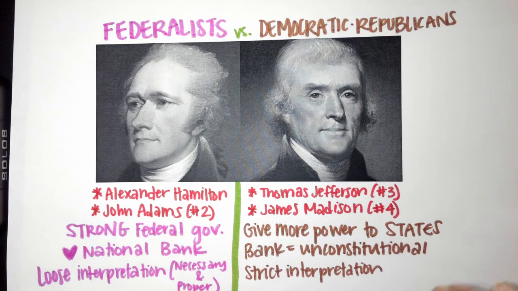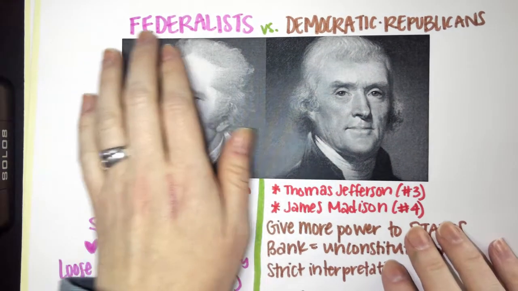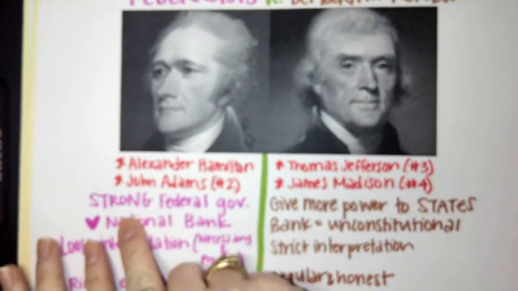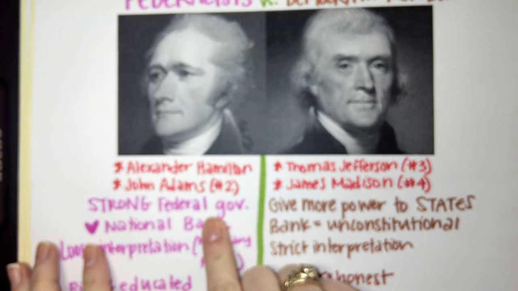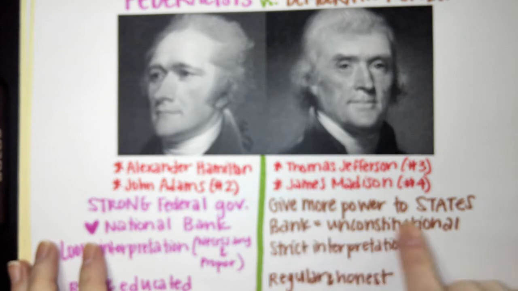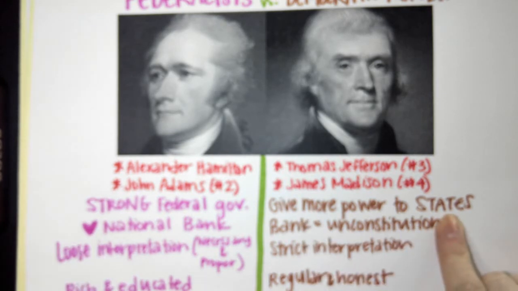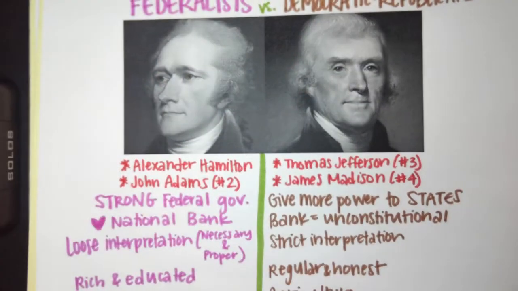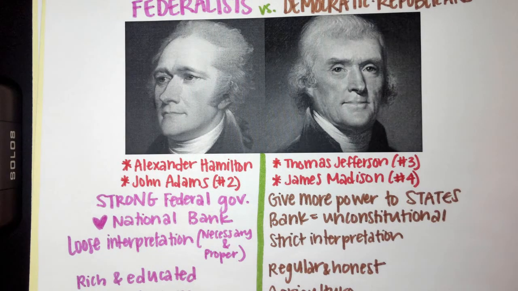Now, the Federalists, their whole name, Federalists, federal, shows that they support a strong federal government. Whereas the Democratic-Republicans, they were very wary. They were very concerned about having a strong federal government, and they felt that we should give more power to the states and weaken the federal government. All right, so that is probably the biggest difference between those two political parties.